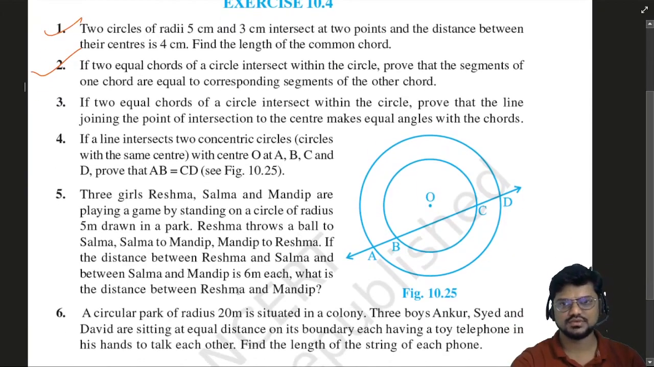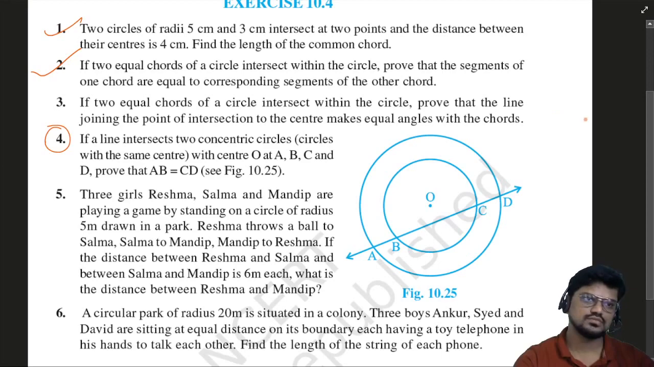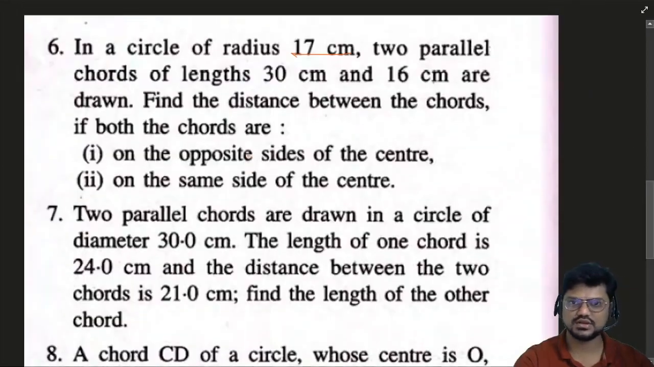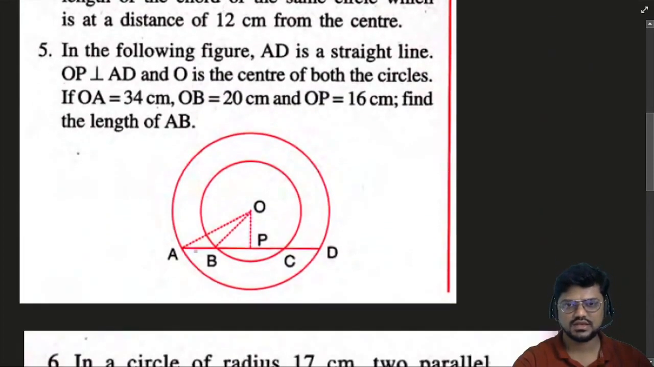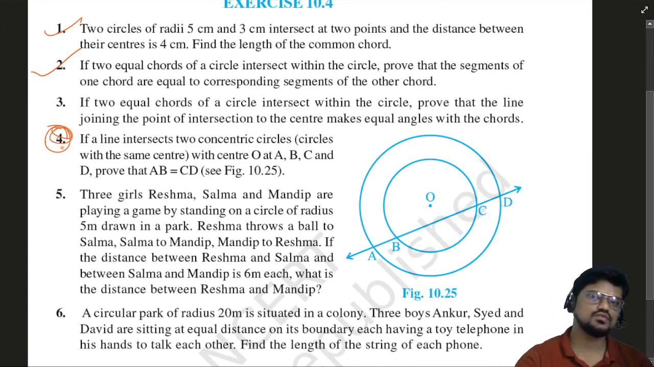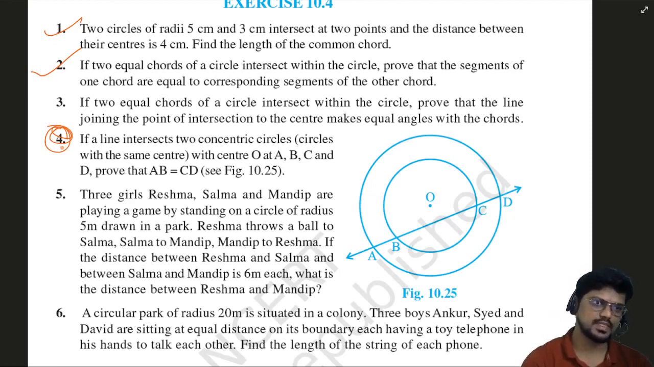Now the next question. If a line intersects two concentric circles with center O at A, B, C, and D, prove that AB is equal to CD. This we have done in the previous lecture. We had this question, right? It is the same question over here. Prove that AB is equal to CD.